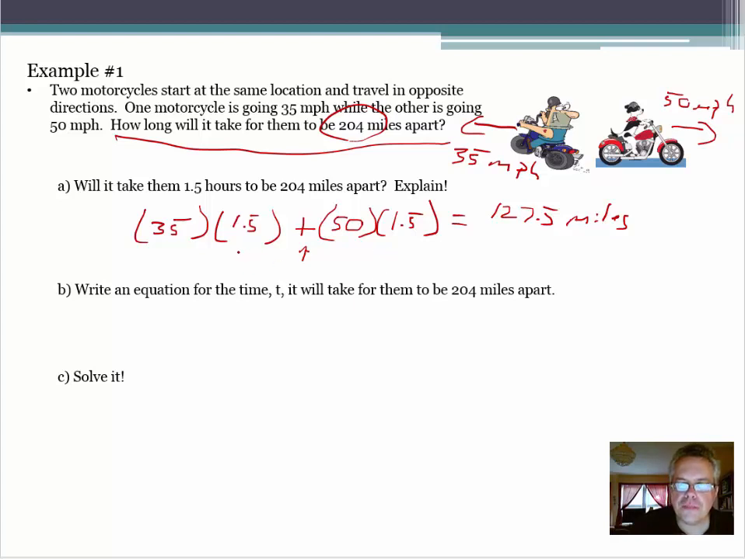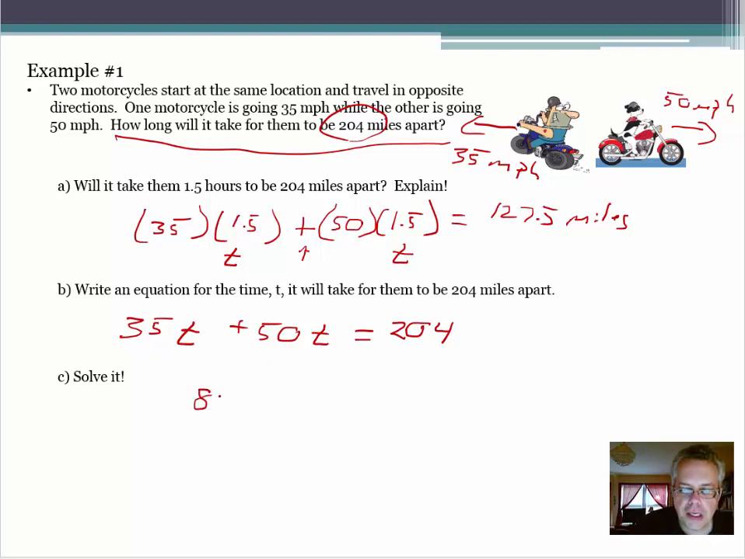Now, in this equation, we can replace our guess with the variable t for time. It occurred twice, in the first term and the second term. So when we do that, we're going to get a really easy equation to solve. 35t plus 50t equals, we're going to set it to what we want the distance to be, 204. So the first term is how far the first motorcycle goes. Second term is how far the second motorcycle goes. If we combine like terms, we get 85t equals 204.